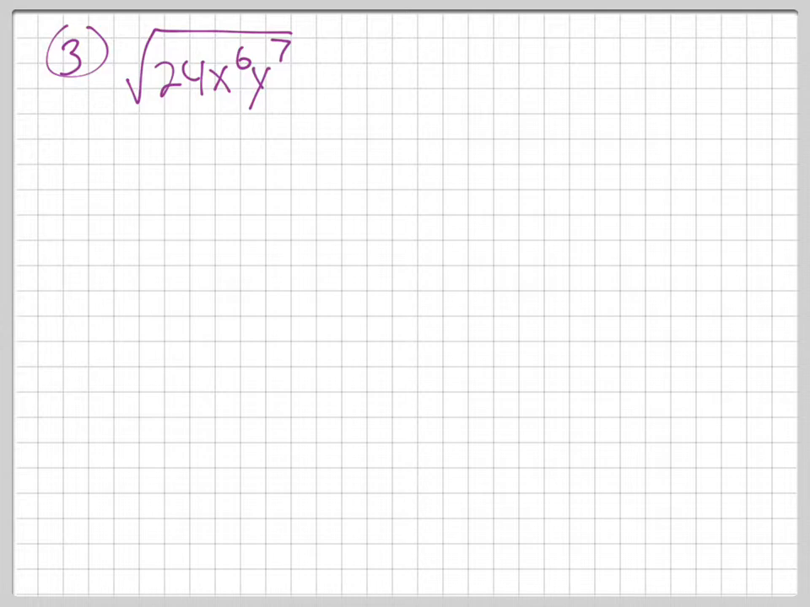All right, so same deal. It's a 2-for-1 deal. Break down that 24. Break down that x. What does x to the 6 mean? Well, 6 x's. Just write 6 x's. Break down the 24, write 6 x's and 7 y's, and do the 2-for-1 ship out.